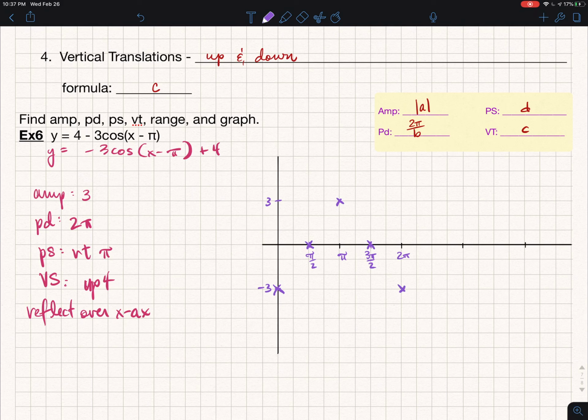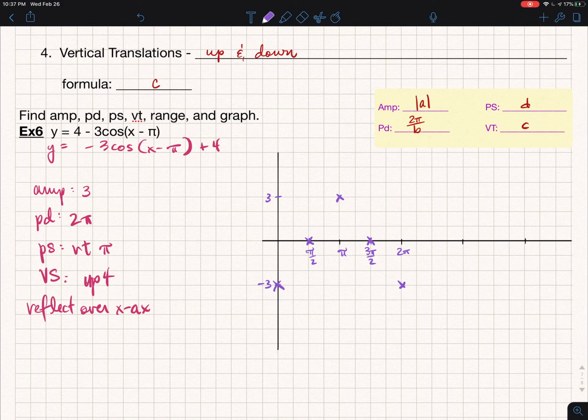This time around, I need to do 2 different shifts. First, I need to shift to the right pi. On my graph, a distance of pi is 4 blocks. So I want to go 4 blocks to the right. All of my magics are going to go 4 blocks to the right. But not only that, I also want to go up 4. So not only will my magics go 4 to the right, they're also going to go 4 up. I can do both of those at the same time.